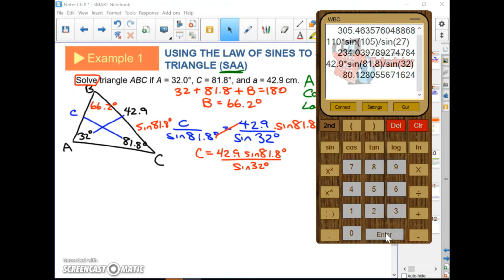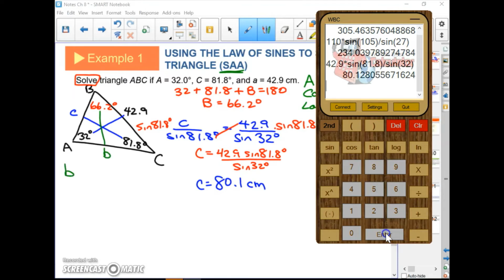We'll round that off to 80.1 centimeters. Little c equals 80.1 centimeters. Okay? And so we've got side C. The only thing missing now, I guess, is side B right here.